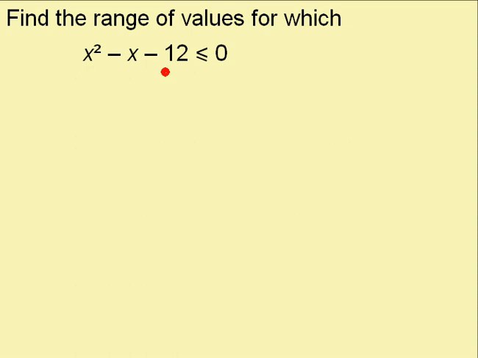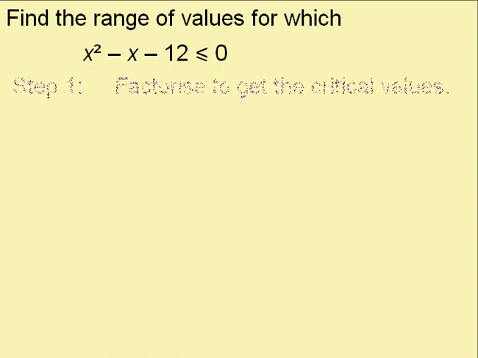This is a typical question asking me to solve a quadratic inequality. I can't find a single value for this. Instead, I'm finding a range of values. I'm going to show you how to do this using a three-step process. My first step is to factorise to get the critical values. I'll tell you what this actually means in a moment.